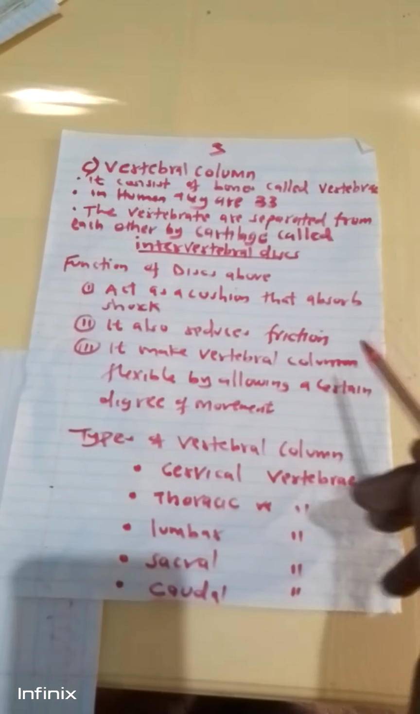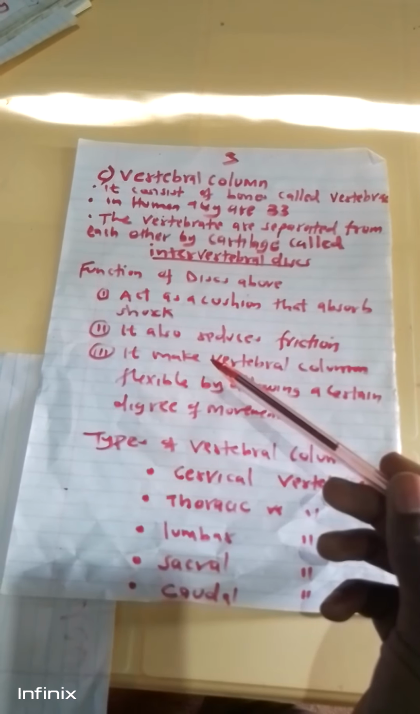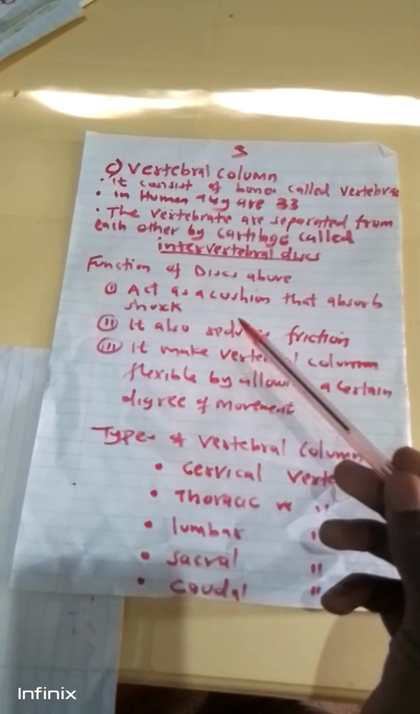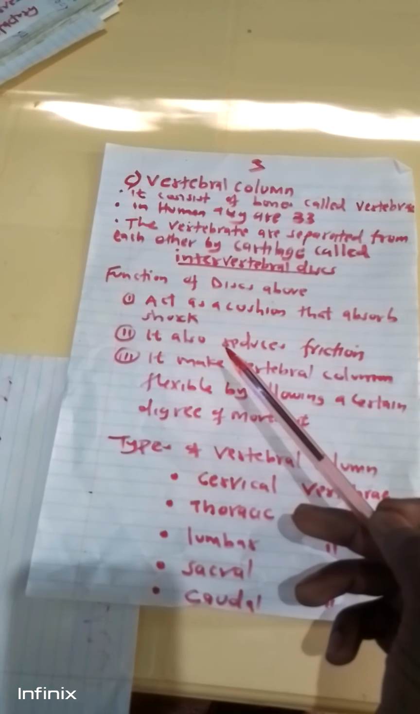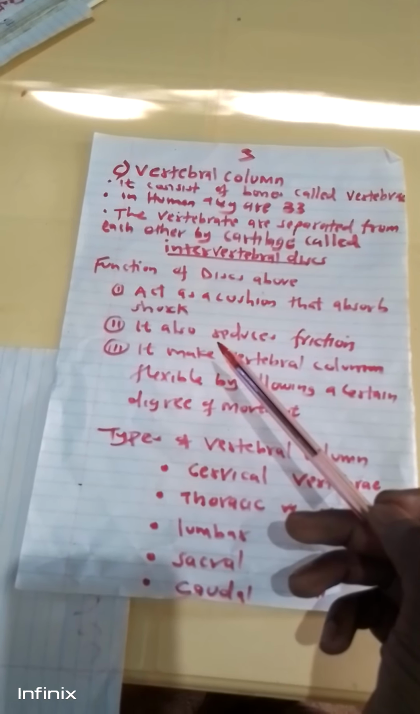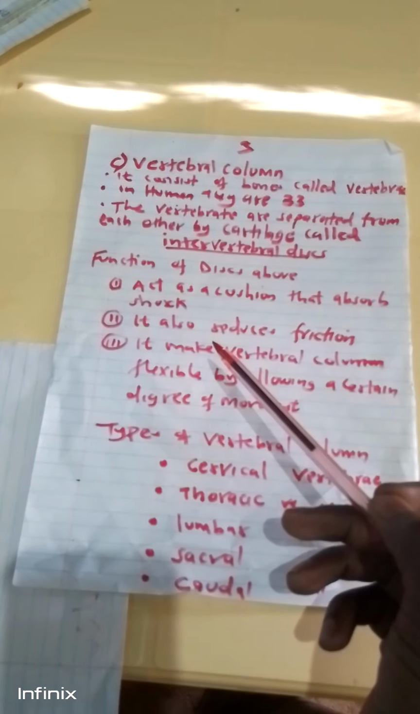Function number 1, they act as a cushion that absorbs shock. They also reduce friction between the vertebrae. They make the vertebral column flexible by allowing a certain degree of movement.